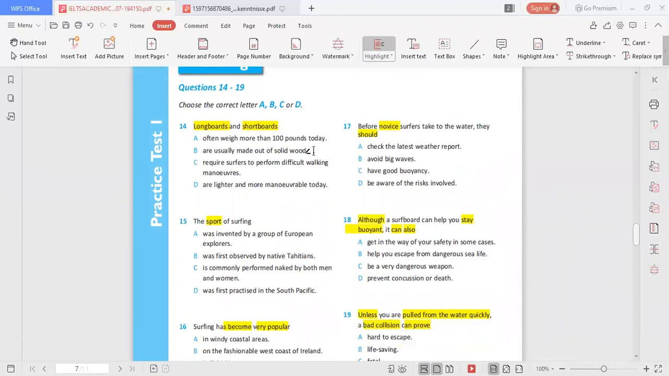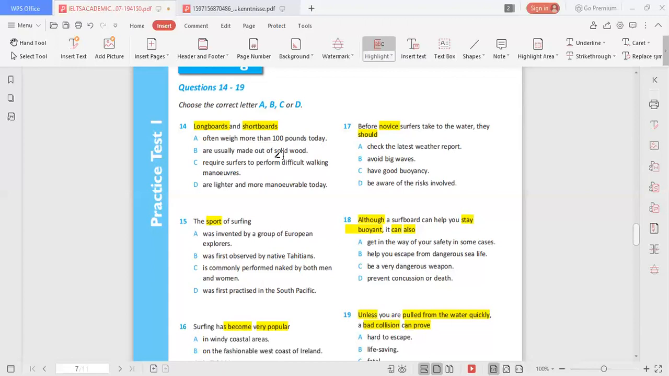So that does not apply to the long boards and short boards. Are usually made out of solid wood, applies to the original ones. Require surface to perform difficult walking maneuvers? No, it's the opposite of what you read. Yeah, so wrong answers that you can eliminate, they basically contradict the information in the text, or they're not in the text. These are the two criteria to tell if an answer can be eliminated or it's wrong. They're either not in the text or they contradict information in the text. In our case, A contradicts information in the text because it's not the long boards and short boards that are way heavier than 100 pounds, it's the original ones.